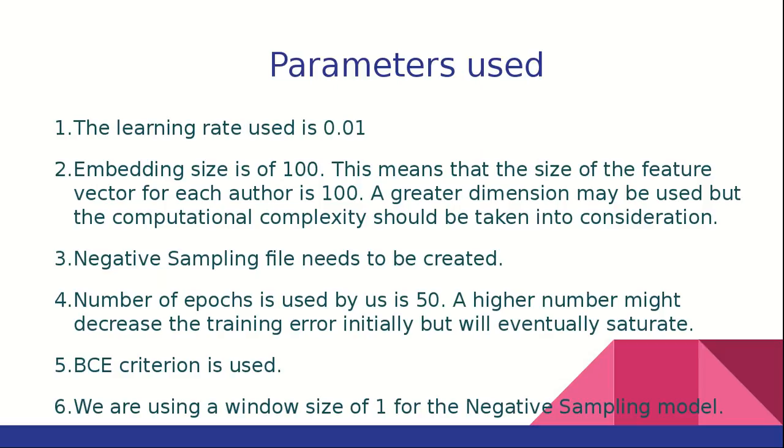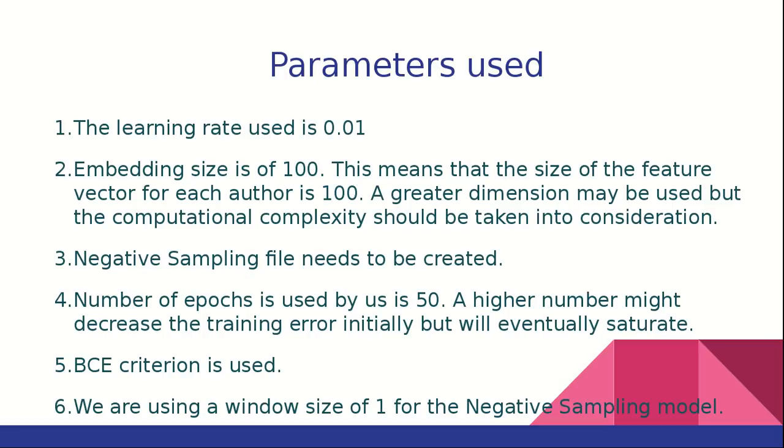For training the classifier, we have used several parameters for the neural network. The learning rate is 0.001, which is basically trial and error. The embedding size is 100, so we get 100 weight values to represent one author.